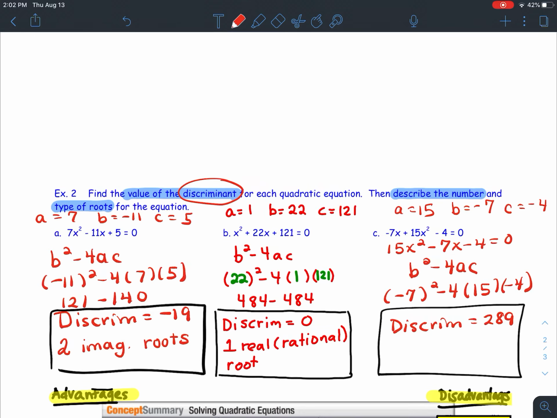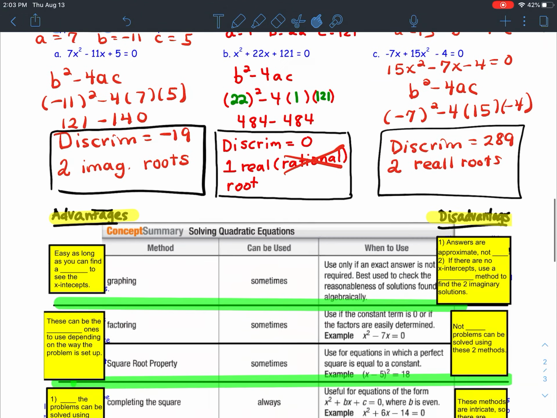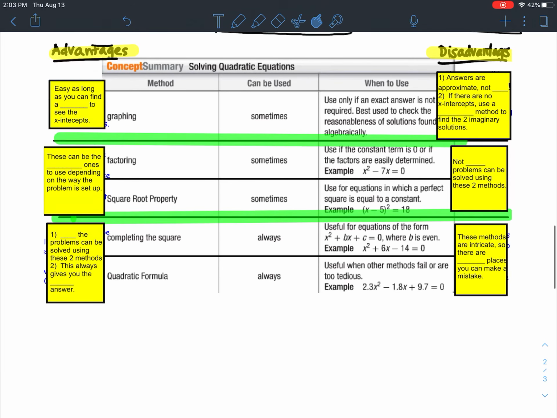Okay, and then if we type that into the calculator, it looks like we're getting for the discriminant the number 289. So if 289 is the discriminant, that means the number underneath the square root symbol was a positive 289. So if it's positive, I should be getting 2 real roots. You don't need to concern yourself with distinguishing between whether the roots are rational or irrational at this point.